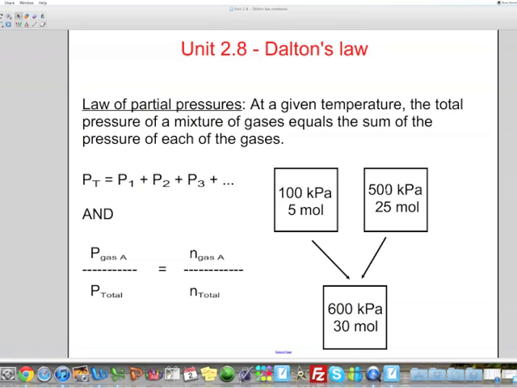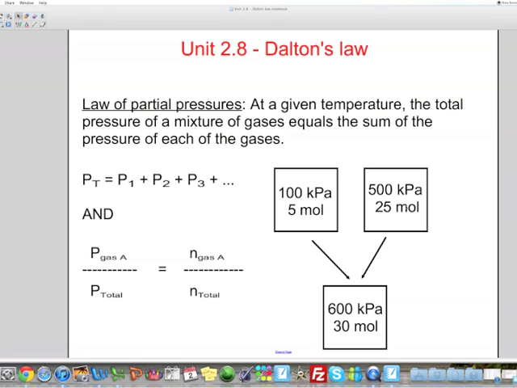If I combine those two gases, I end up with how many moles? Of course, 30 moles. 30 moles is much more gas, so there should be more collisions, and therefore the pressure should be greater, and indeed, it's 600 kilopascal. Now, there is a direct correlation between gas A, gas B, and the mixture. If gas A represents a sixth of the total amount of moles, well, its pressure should represent a sixth of the total pressure as well, right? And it makes sense.